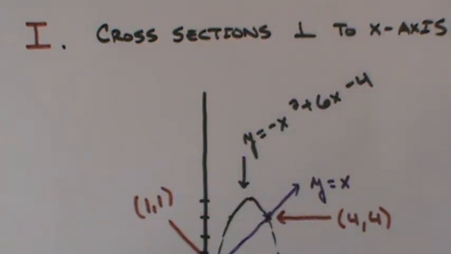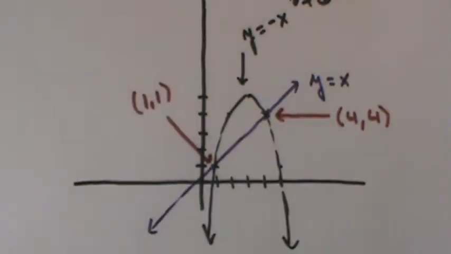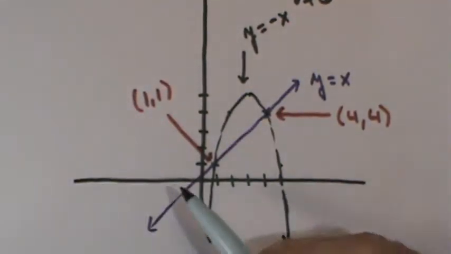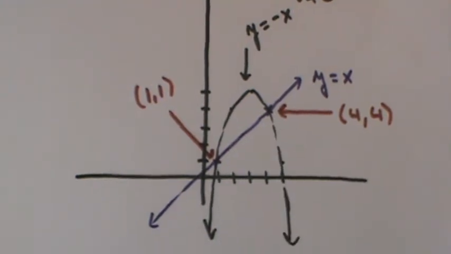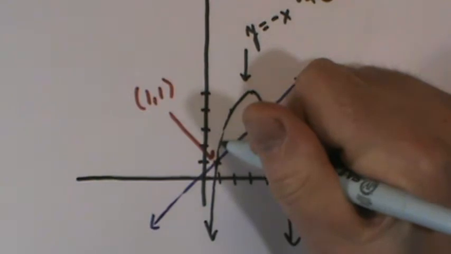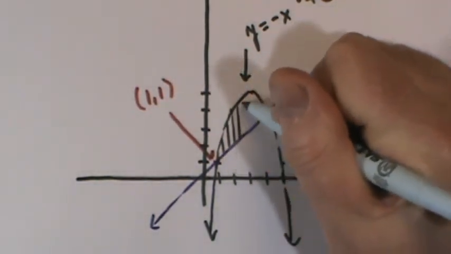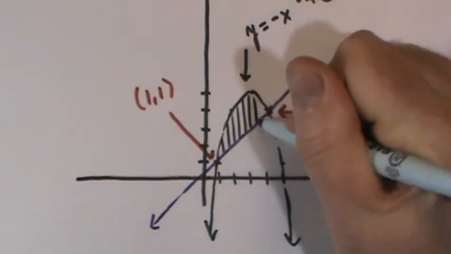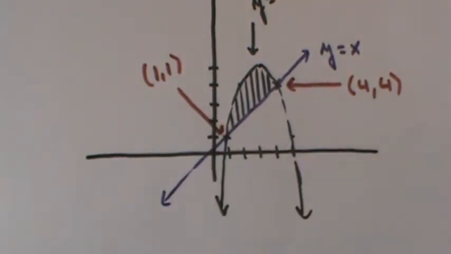In this video, I'd like to do some specific examples on how to set up cross sections perpendicular to the x-axis. So I've already drawn a graph here with a parabola that was opening downward, a line, and I found the points of intersection. What I'm interested in is taking this bounded region and slicing it perpendicular to the x-axis. So my first order of business is to establish exactly what each of these bases would be.